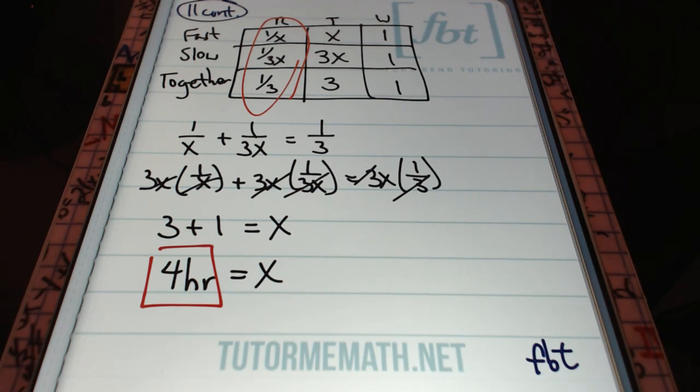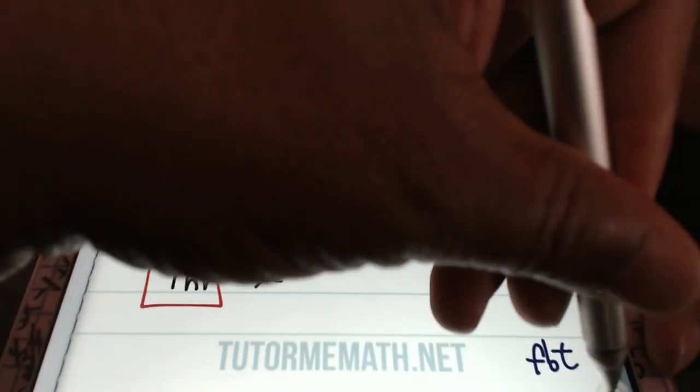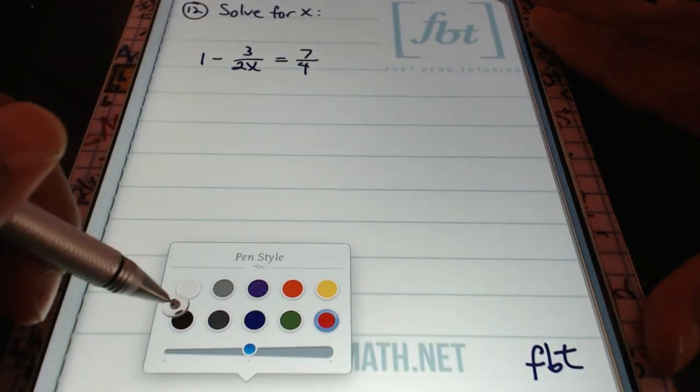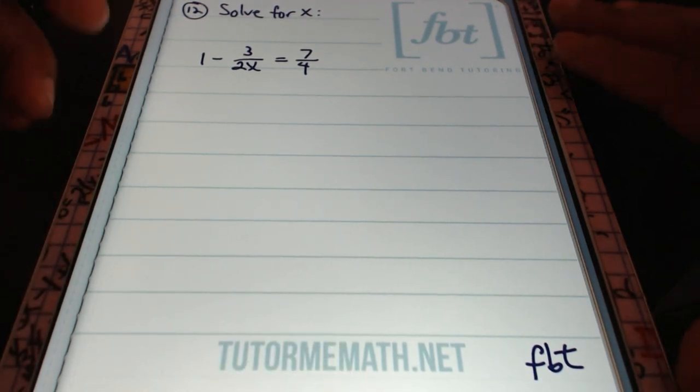The fast maid will clean the house in 4 hours, which means that the slow maid is 3 times as long. It will take them 12 hours to clean that house. Yeah, it's like that. That was problem number 11. I am so moving on. What's up on that word problem, though? It is done.